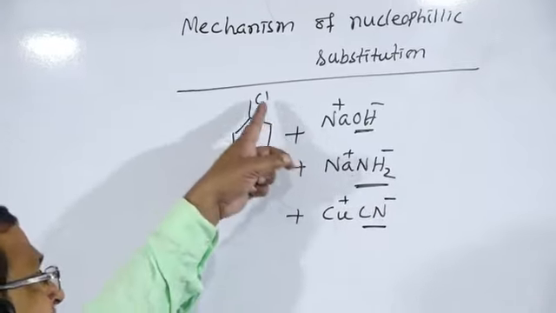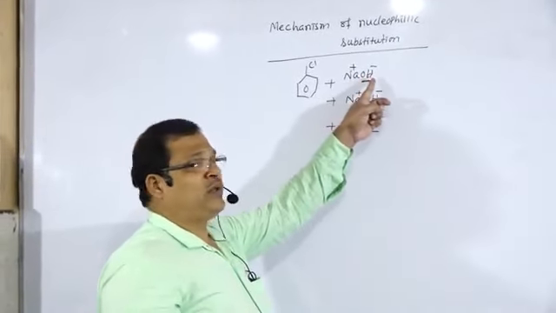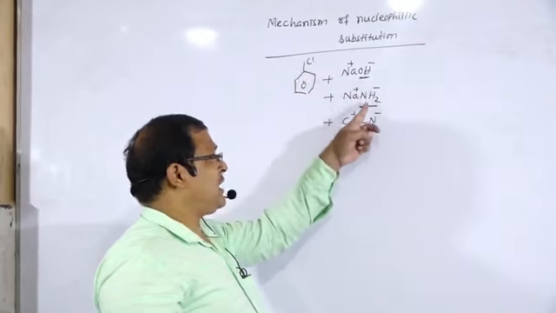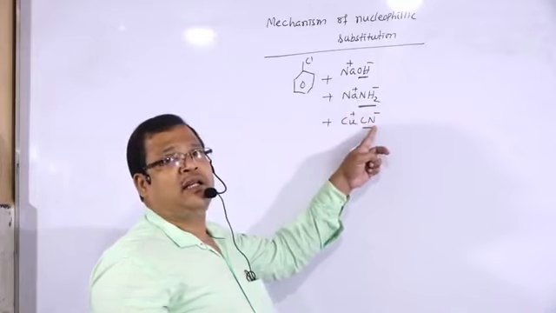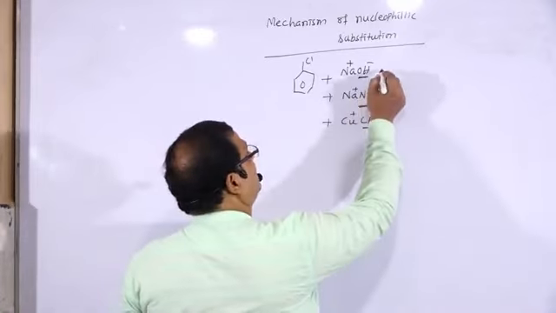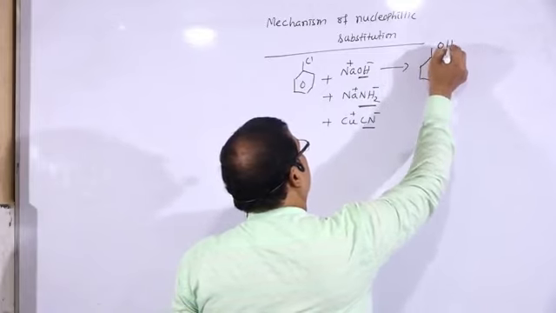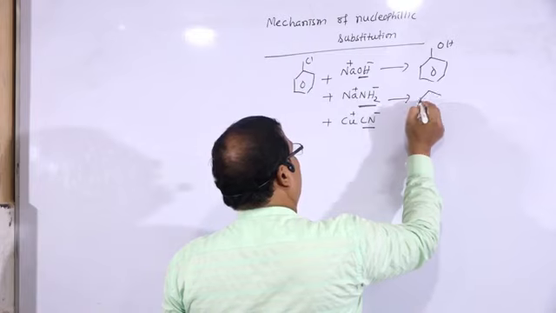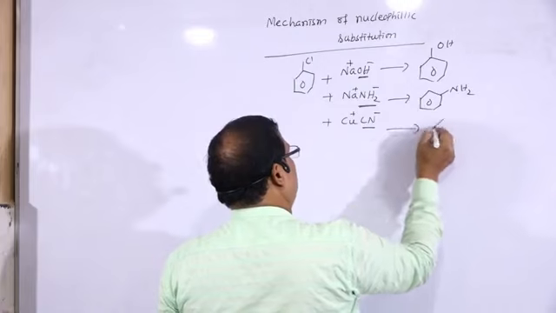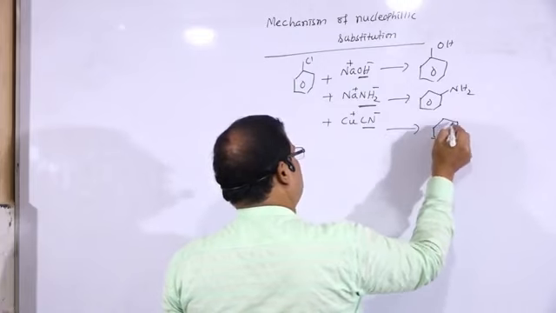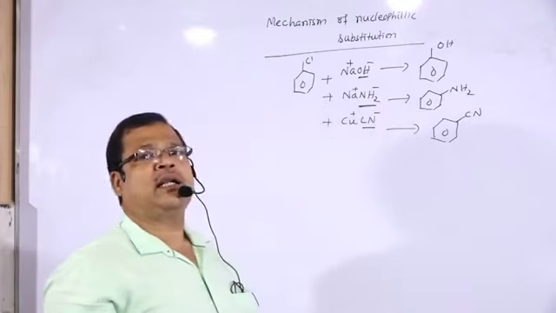So in all these cases, the chlorine atom will get replaced by the nucleophiles. In this case, OH-. In this case, the chlorine atom is replaced by NH2-. Chlorine is replaced by CN-. So the products are phenol, aniline, and benzonitrile or cyanobenzene. But today we will start how that reaction takes place.